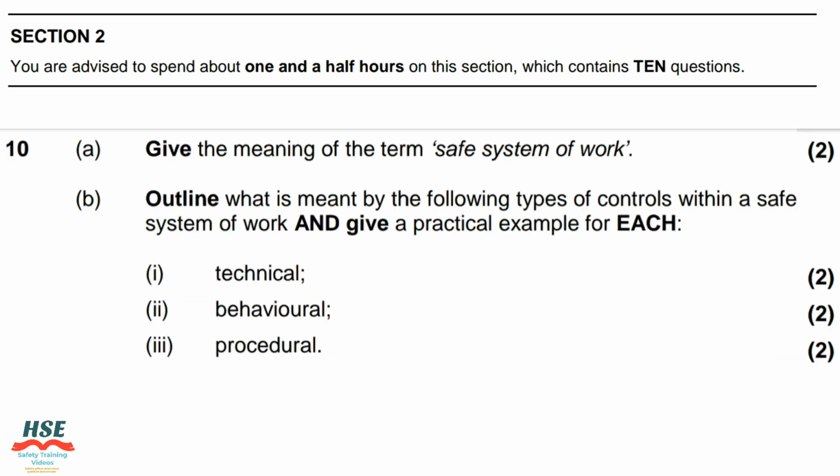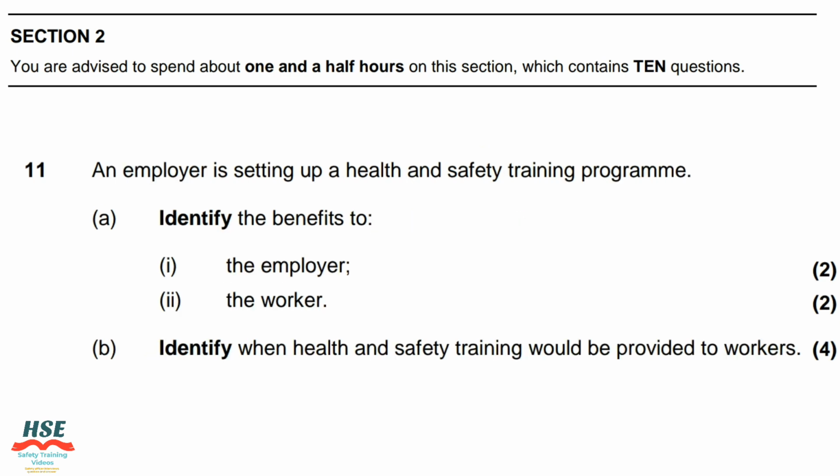10a. Give the meaning of the term safe system of work. 2 marks question. B. Outline what is meant by the following types of controls within a safe system of work and give a practical example for each. 1. Technical. 2 marks question. 2. Behavioral. 2 marks question. 3. Procedural. 2 marks question.